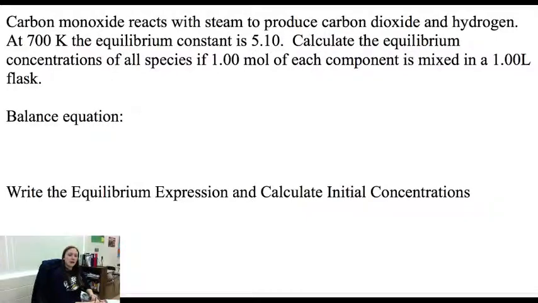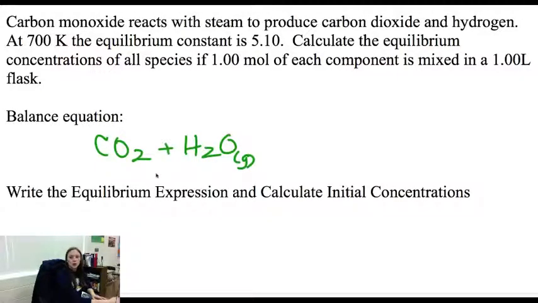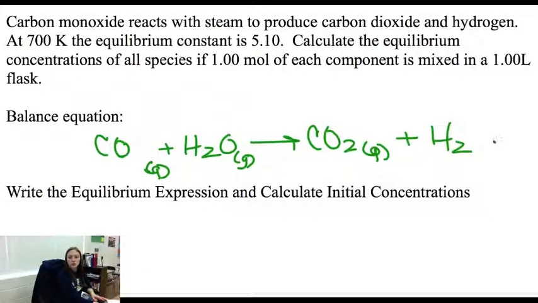Okay, carbon monoxide reacts with steam. All right, my reaction, CO reacts with steam, H2O. These are both gases, so we're good here. And it produces carbon dioxide and hydrogen. So they're all gases, so we're good here. I don't need to get rid of anything in my equilibrium expression. It gives me the equilibrium constant, and I have 1 mole of each one mixed in 1 liter, so that's nice because they're all going to be 1 molar.